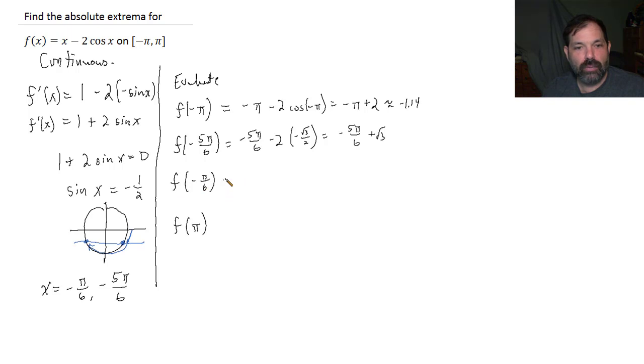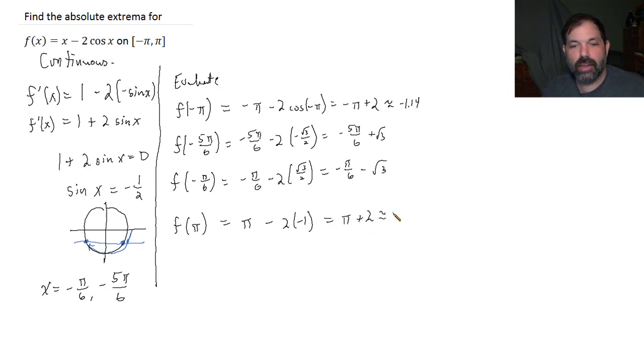F of negative pi over 6 would be negative pi over 6 minus 2 times the cosine of negative pi over 6, which is positive root 3 over 2. And so then this would be negative pi over 6 minus the square root of 3. And finally, f of pi would be pi minus 2 times the cosine of pi, which is again negative 1, so that would be pi plus 2. And that one I can do in my head. That's 3.14 plus 2, about 5.14.